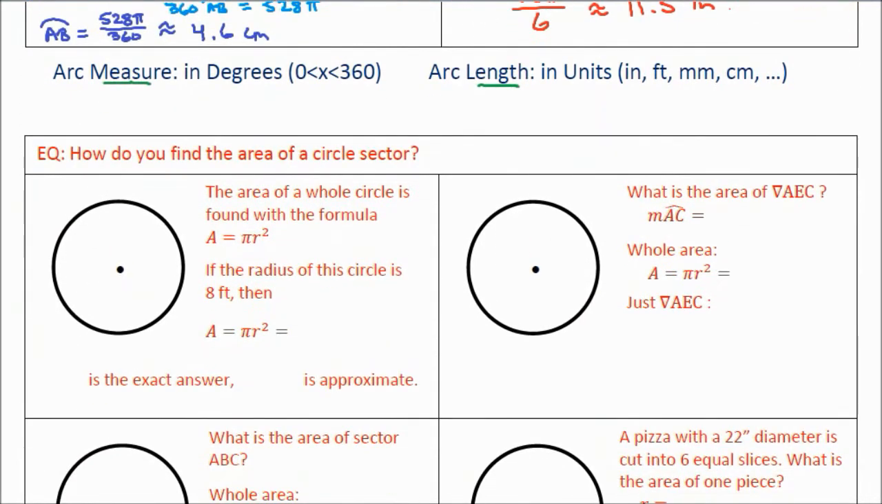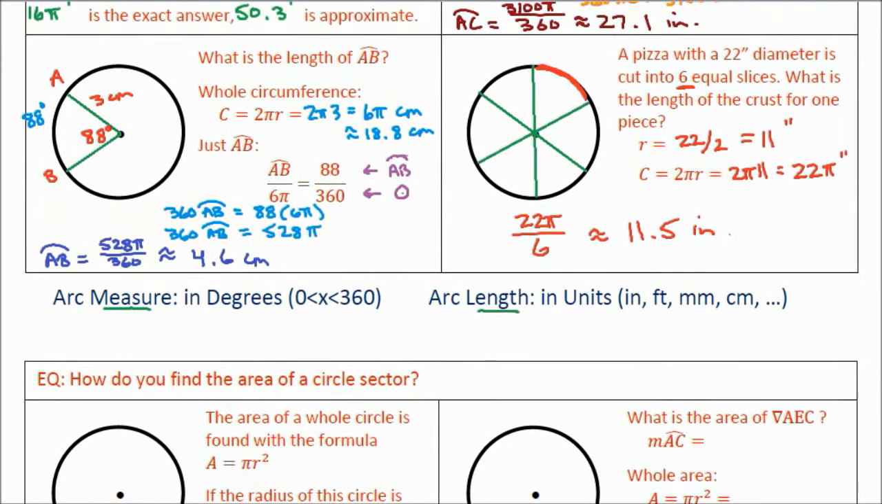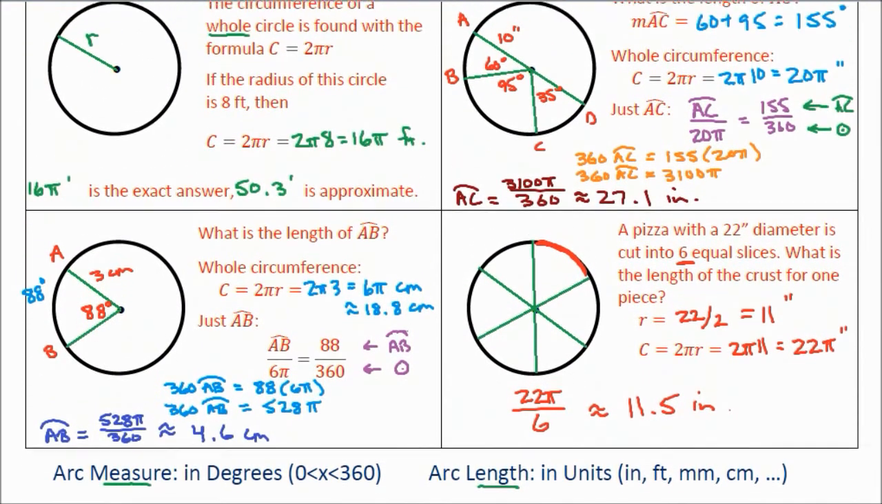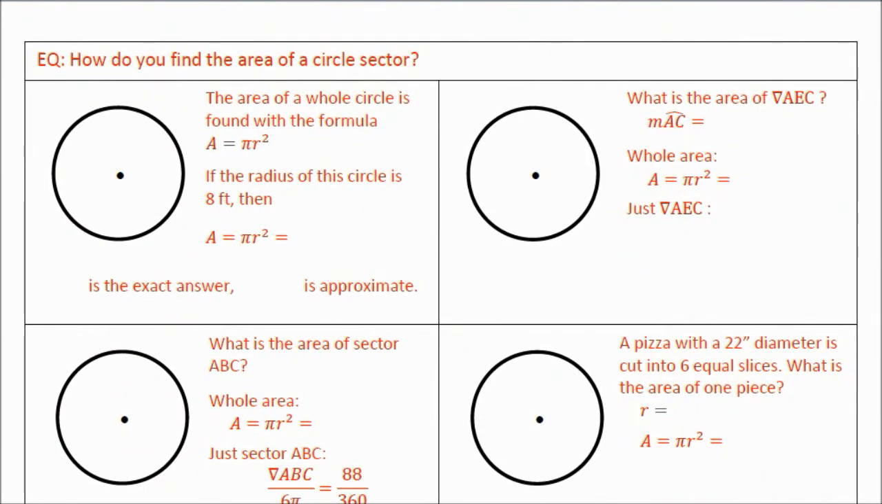Now, in this video, we're going to talk about area of a circle and how do you find out the area of a particular part or a particular sector of a circle. So a sector is just a part of a circle, but it's made by a central angle, just like we make arc lengths out of central angles. Alright, so how do you find the area of a circle sector?